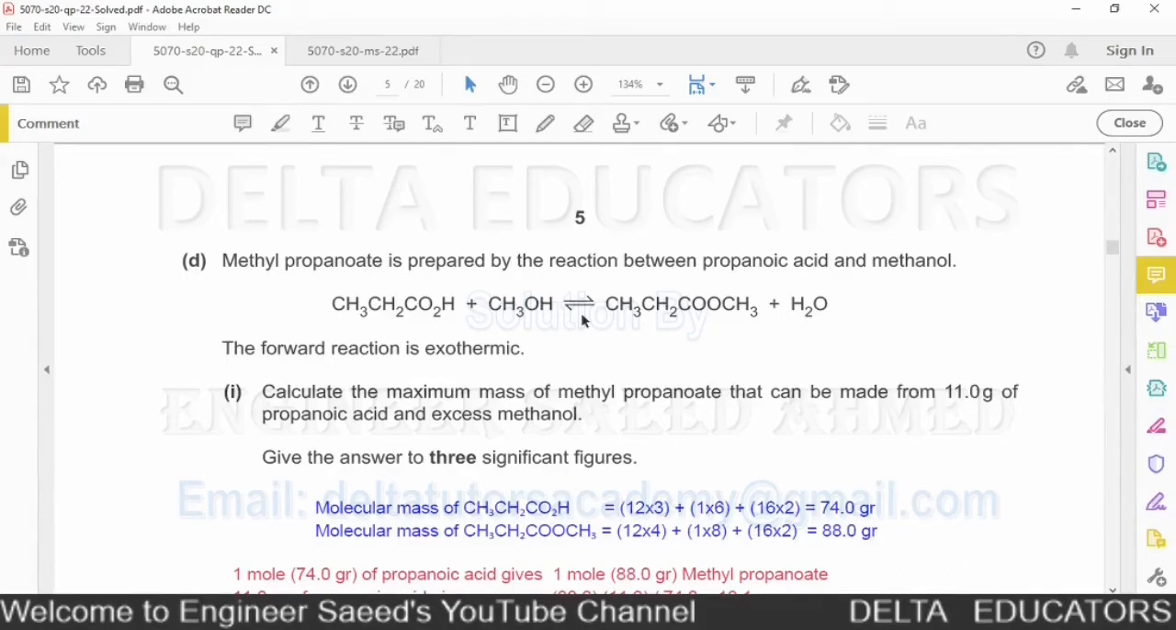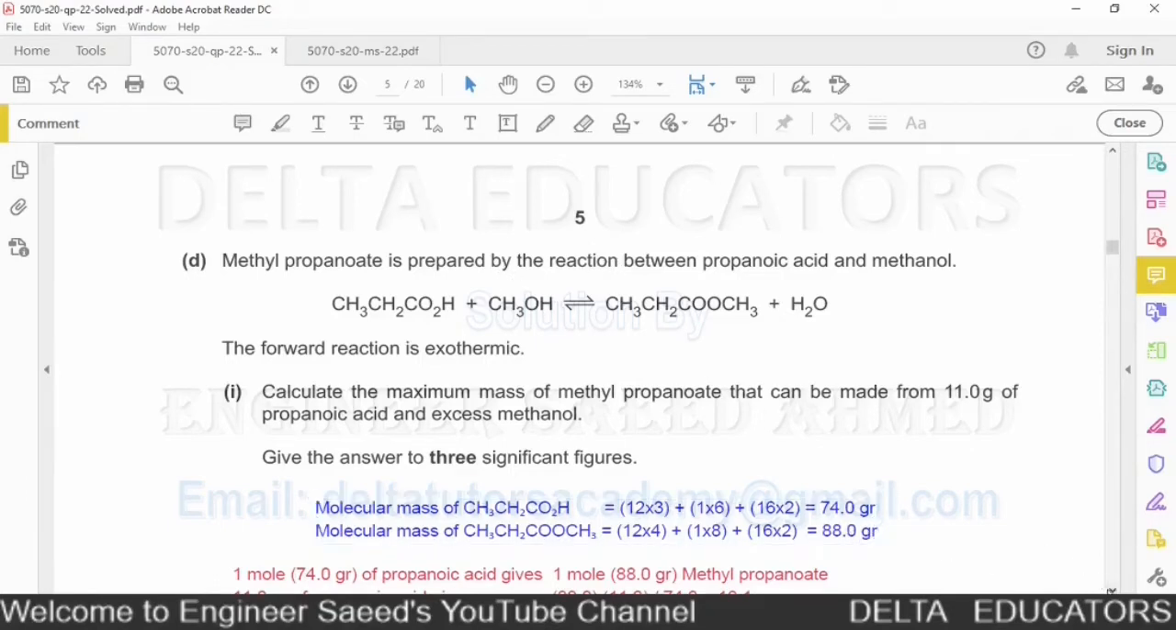When the equilibrium is established and if we increase the temperature, what will happen? With the increase in temperature at equilibrium state, equilibrium will be disturbed and the reaction will proceed in a direction so that it can oppose the change, so that it can get the equilibrium again. So to get the equilibrium again, what will happen? This methyl propanoate will react with water and more propanoic acid and methanol will be formed. So reaction will proceed in the backward direction.